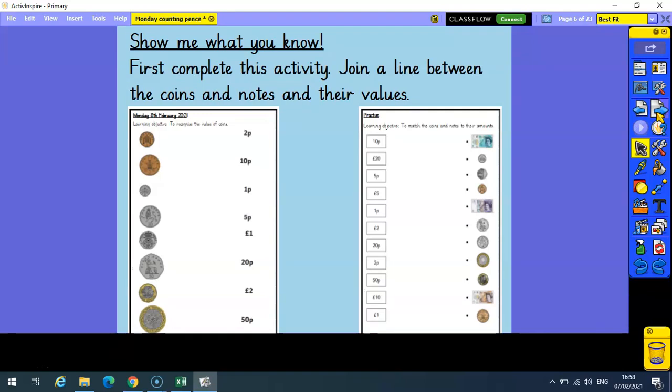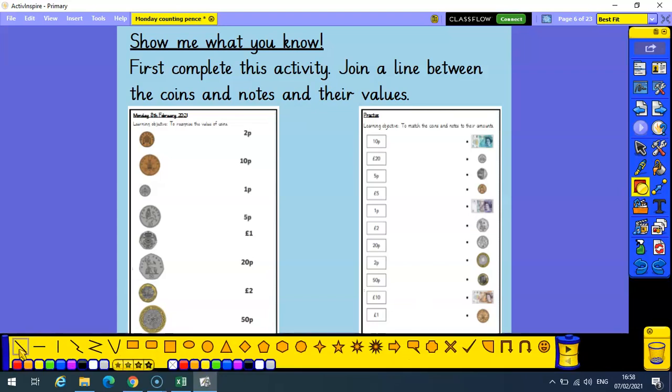Okay, now this is an activity I want you to do. You might have this sheet or you might have this sheet. Don't worry, just do whichever one you have. It is in your learning pack for today. I want you to complete this activity by drawing a line in between the coins, or the coins and the notes, and the values.